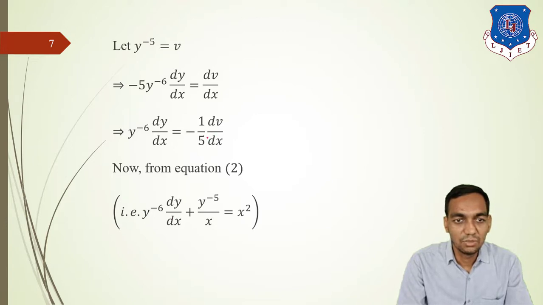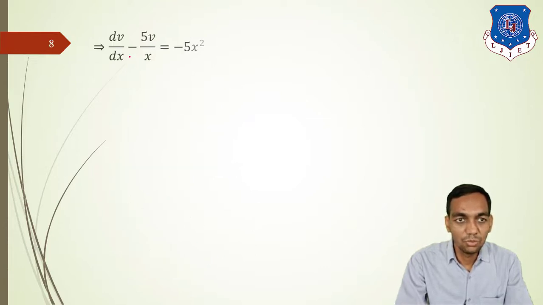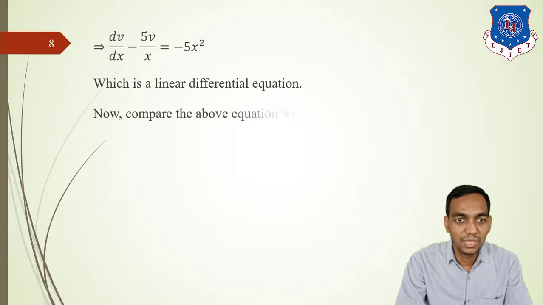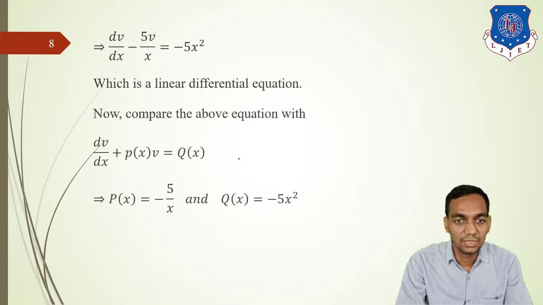So putting these values in equation 2, that will give you y raised to minus 6 dy by dx is equal to minus 1 upon 5 dv by dx, and y raised to minus 5 is v. So minus 1 upon 5 dv by dx plus v by x is equal to x square. Multiplying with minus 5, so you will have dv by dx minus 5 upon x into v is equal to minus 5x square. So comparing with a linear differential equation, that will give you px is equal to minus 5 by x, correct, and qx is equal to minus 5x square.